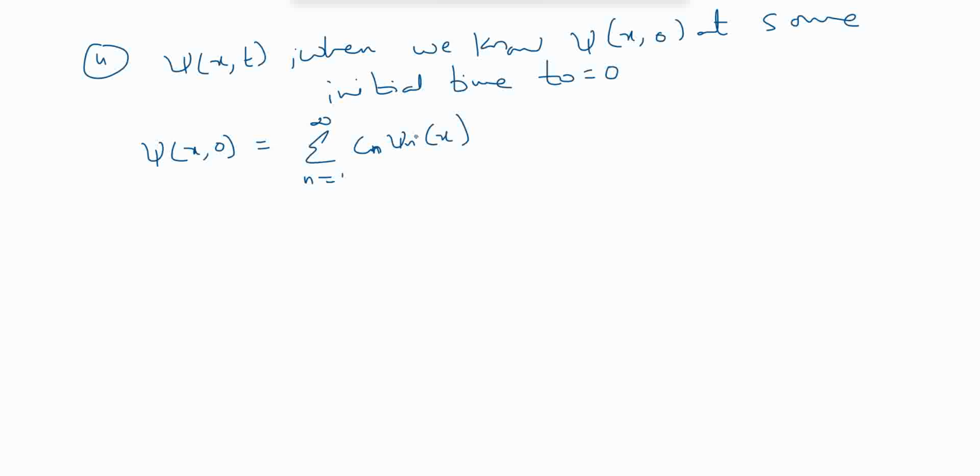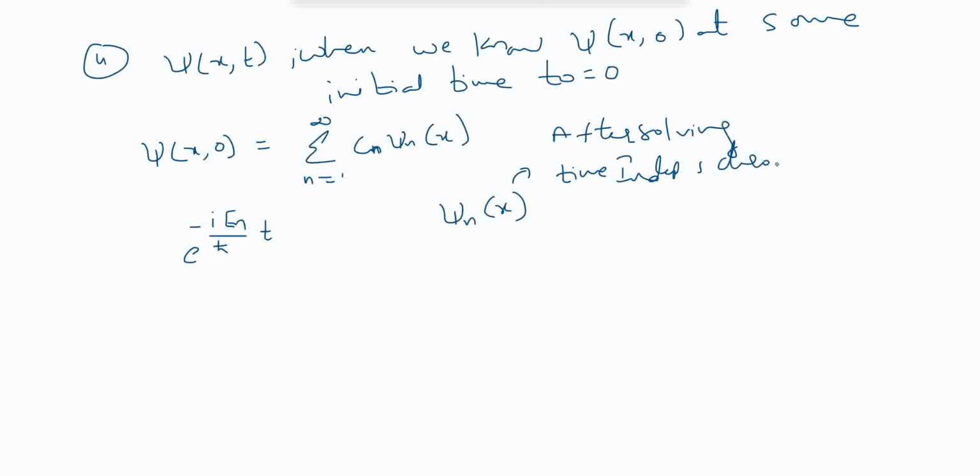To construct ψ(x, t), we have to tack onto each term its characteristic time dependence, that is, e to the power minus i En t by ħ. When we solve the time independent Schrodinger equation, we get an infinite set of solutions ψn(x).